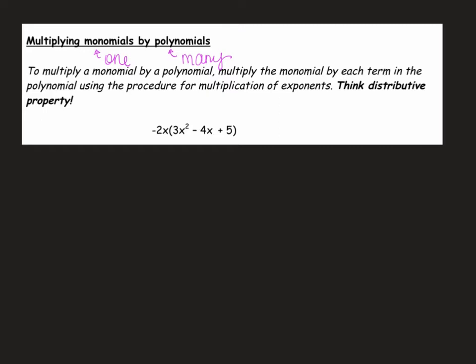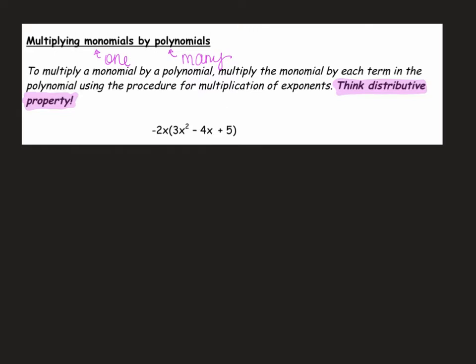So the biggest thing to remember for any of these methods is that distribution, or thinking of the distributive property, is going to help you out. When you forget the steps that you need to take, just think about how can I distribute, okay? So what we're going to be doing is distributing this negative 2x. So let's color code this as we go.